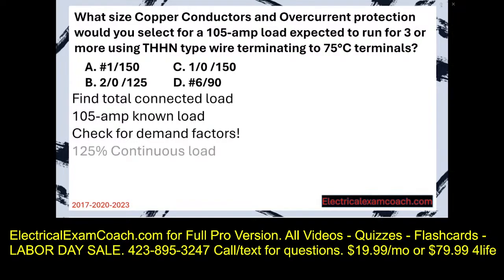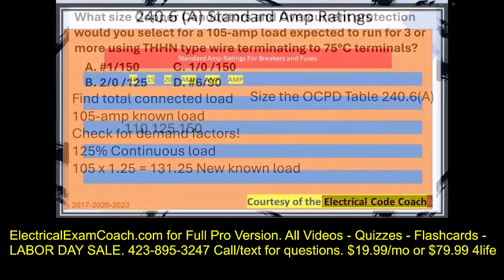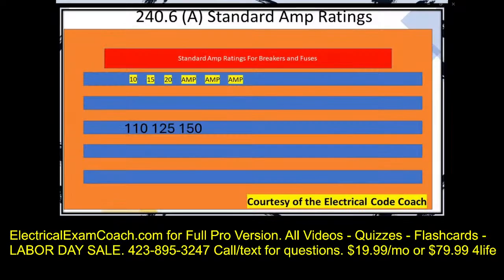When we look, we find that we have the 125% continuous load rule, so we do our math. We take our original starting known load and multiply it by 1.25. That gives us a new known load of 131 amps. And now we can size our overcurrent protective device. We head to table 240.6(A) and we choose the next standard size, which is a 150.